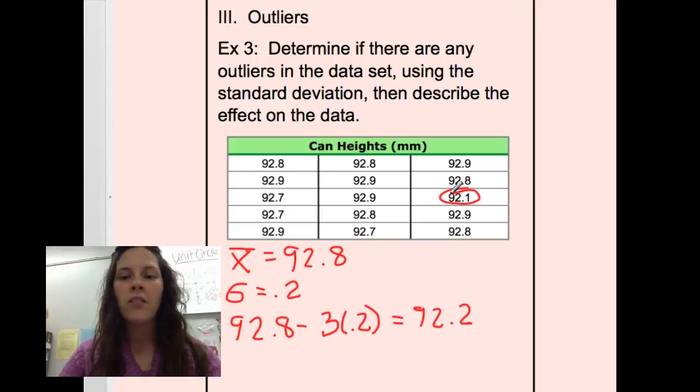None of the other data values are that much bigger than the mean. The only one that's bigger than the mean is bigger by 0.1. So there's nothing that's 3 standard deviations higher than the mean, so we have no high outliers.